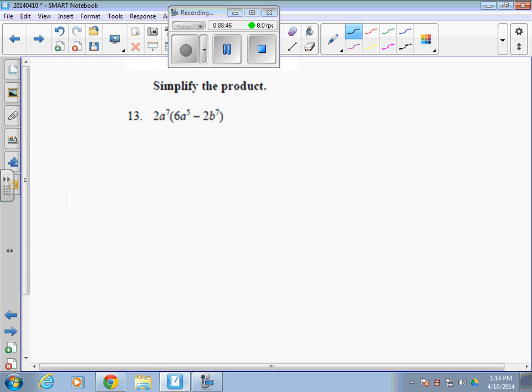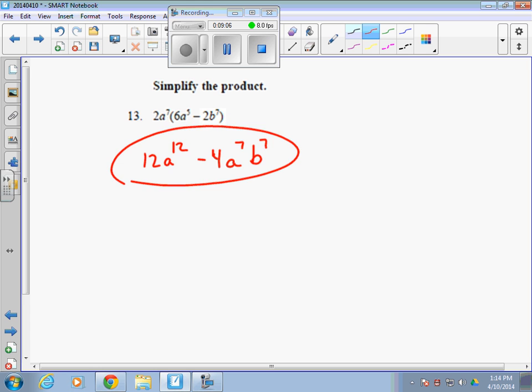Number 13 has to simplify the product. Remember, multiply 2 times 6, you get 12. 8 to the 7th times 8 to the 5th, you add them up, you get 8 to the 12th. Do the same thing, 2 times negative 2, you get negative 4. It's a to the 7th, b to the 7th, so you can't add those up, you just get a to the 7th, b to the 7th.